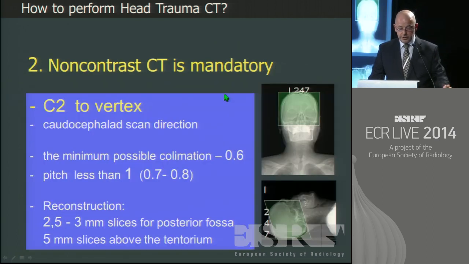Then we move to the normal proper scanning. Non-contrast CT is mandatory. Remember, don't use contrast media immediately. We have to cover the area from C2 to vertex in the caudocephalad scan direction. Always use the minimum possible collimation and pitch less than 1.